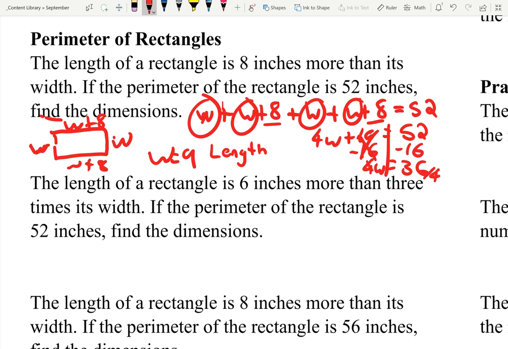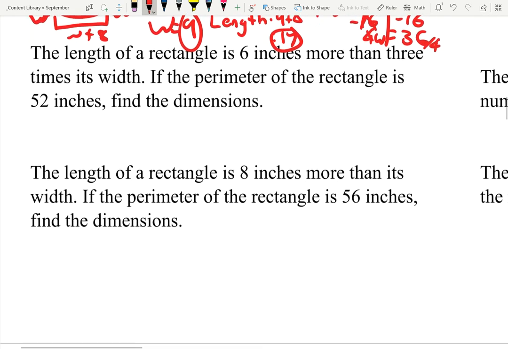Well, remember, we already wrote it. The length is w plus 8. So if w is 9, then the length is 9 plus 8, meaning that the length is 17. So our dimensions are 9 and 17. The length is 17. The width is 9.